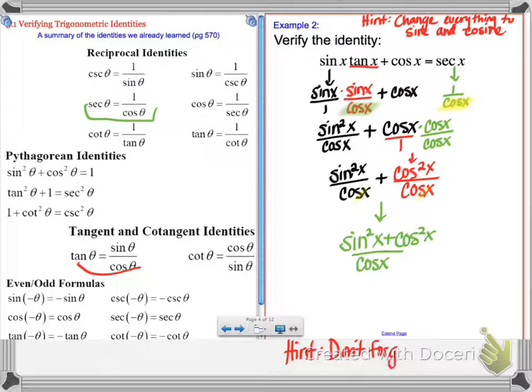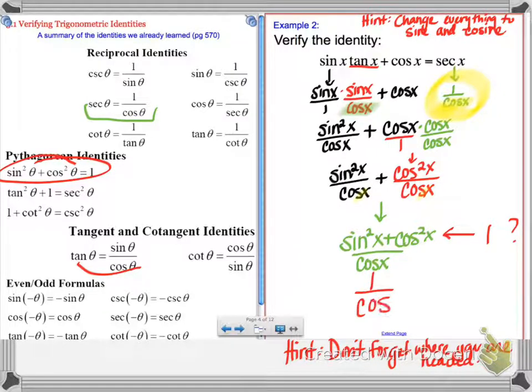So don't ever forget where you're headed. I want the top to be 1, because that's where I'm headed. The bottom is good. I've got the bottom of the fraction as cosine of x, but I want the top to be 1. And the identity I use here is the Pythagorean identity, because sine squared plus cosine squared is 1. So I'm left with 1 over cosine of x, which is equivalent to secant of x. So I've done a full circle, turned the left-hand side into the right-hand side.